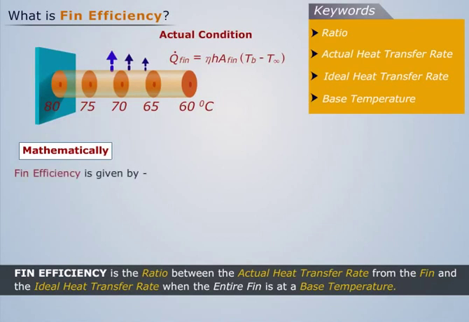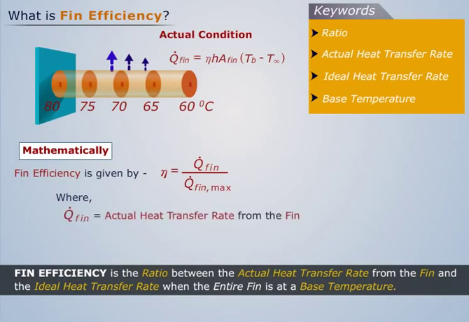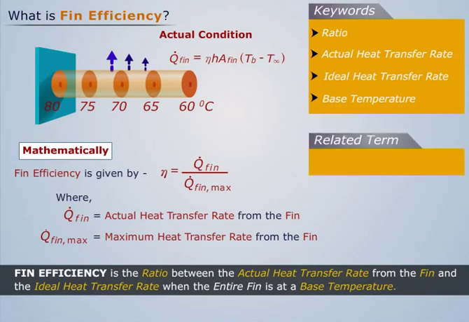Mathematically, fin efficiency is given by, where Q fin is equal to actual heat transfer rate from the fin, Q fin max is equal to maximum heat transfer rate from the fin. Related term is fin effectiveness.